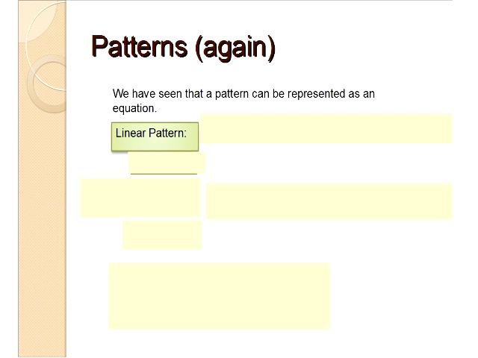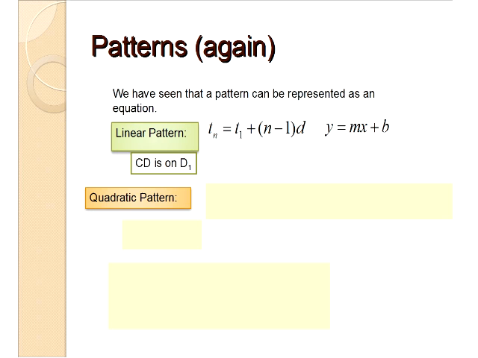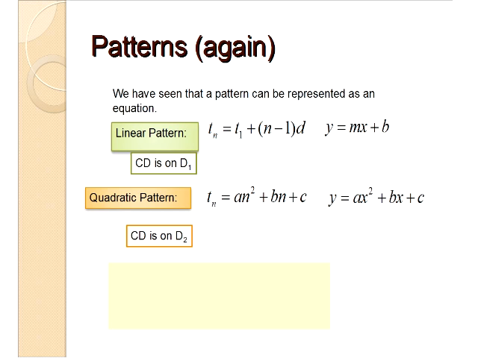So we'll now take a look at some patterns here, geometric patterns. But first, let's recap what we've seen with the linear patterns. First of all, we knew that the common difference is on D1, and that means we could write the pattern in terms of these equations. Then we saw we had quadratic patterns where the common difference is on D2, and we could write those patterns with the following equations.